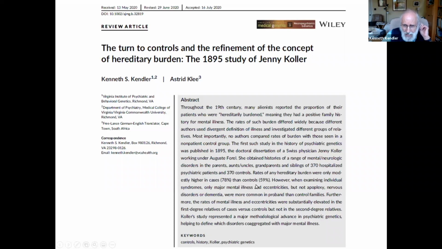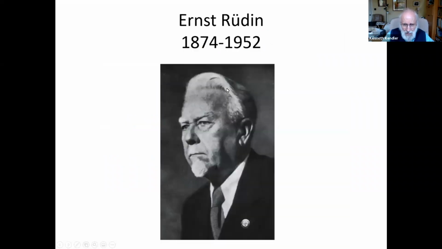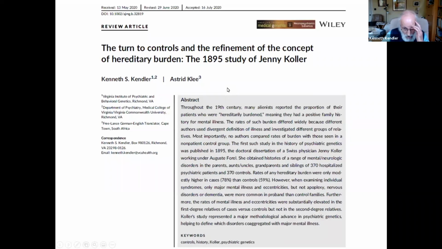We published in Neuropsychiatric Genetics earlier this year, Astrid Klee, who's a professional German translator, and I, a detailed review of this article. And in the appendix, we present an entire translation into English. And I want to just briefly summarize for you here, just picking up on the abstract. The first such study in the history of psychiatric genetics was published in 1895. That was the doctoral dissertation of a Swiss physician, Jenny Koller. She was working under August Forel at the Burghölzli Hospital in Zurich, Switzerland, a hospital very famous in the history of psychiatry. And Forel was succeeded by Eugen Bleuler, who we will meet later.